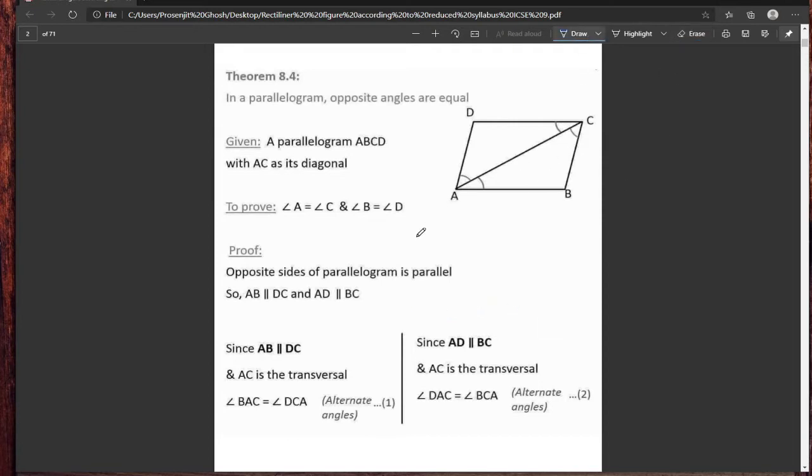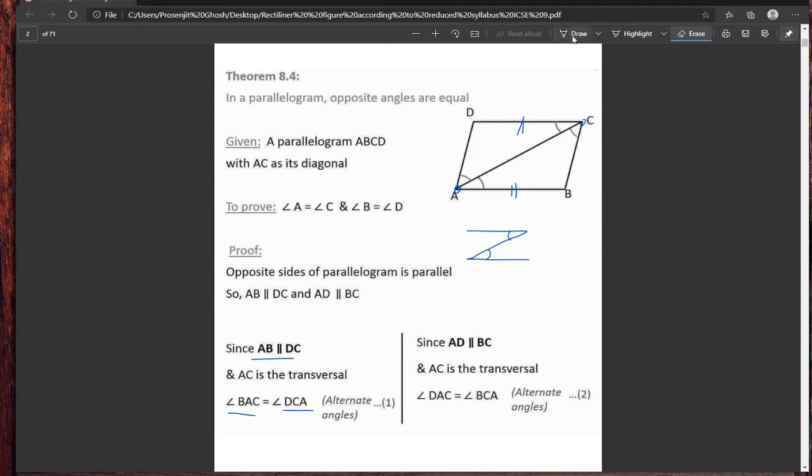Okay, now coming to our main proof. As AB is parallel to DC, this diagonal AC cutting them creates a Z pattern. While you have that Z pattern, this angle should be equal to this. That is why angle BAC is equal to angle DCA, due to these alternate angles. Okay, I think the idea is clear right now.